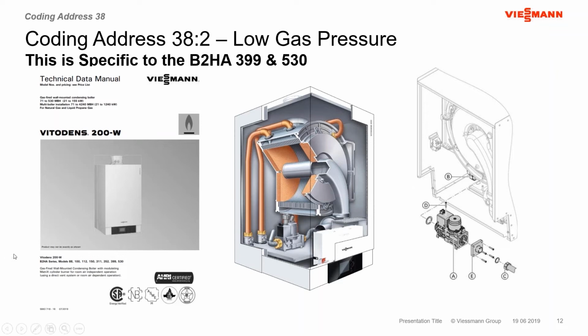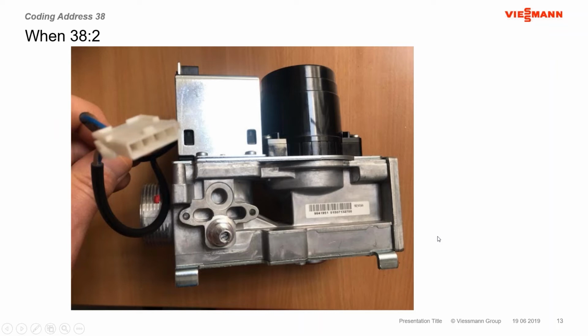So this is a little breakaway view. There's the technical data manual regarding the particular boiler that we're dealing with here. A little cutaway of what you're looking at here. And you can see that gas valve sitting in the bottom just below the heat exchanger. And of course, a little exploded diagram of the gas valve to the right-hand side. We'll have a look at this gas valve a little more closely.